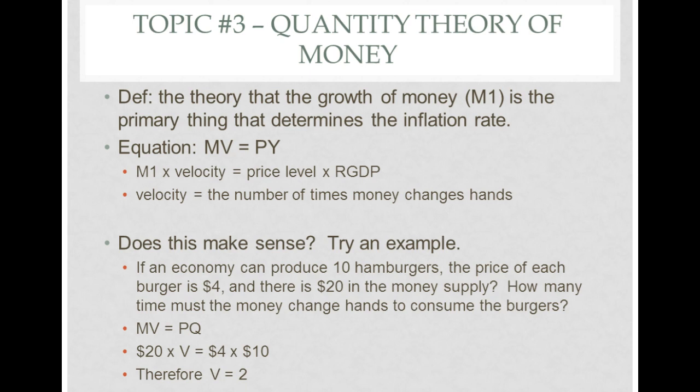So the issue really is that this equation certainly does make a great deal of sense. How does all of this, however, relate back to that original theory? The theory that the growth of money, the M in the equation, is the primary thing that determines the inflation rate, or the P in the equation, the price level. Well, here's how.